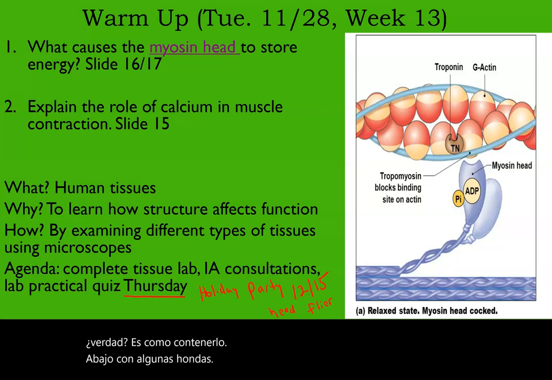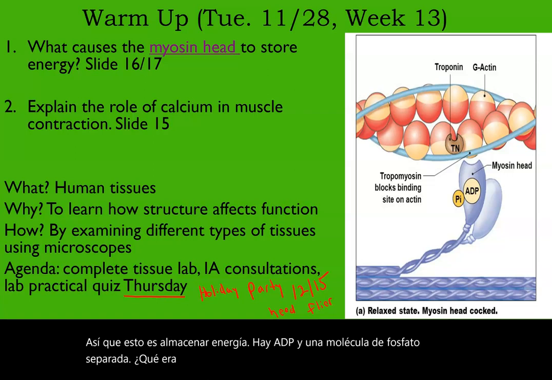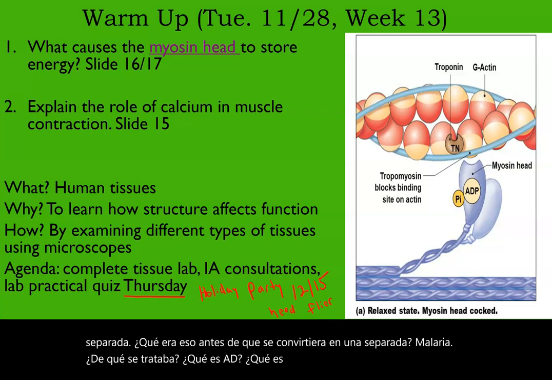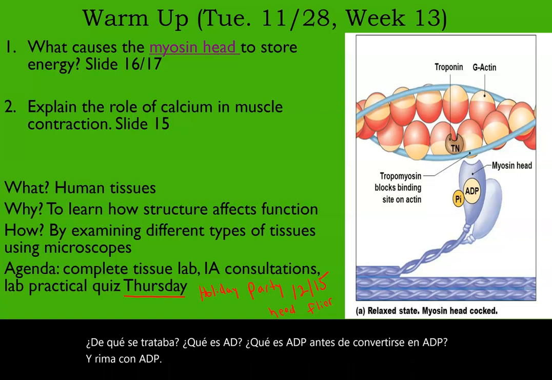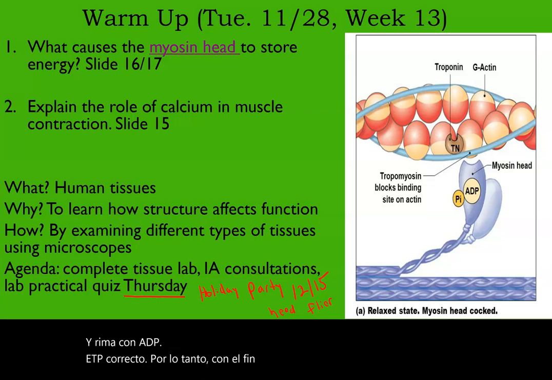So this is storing energy. There's an ADP and a separate phosphate molecule. But what was that before it turned into those separate ones, Valeria? What is ADP before it becomes ADP? It rhymes with ADP. ATP. All right.